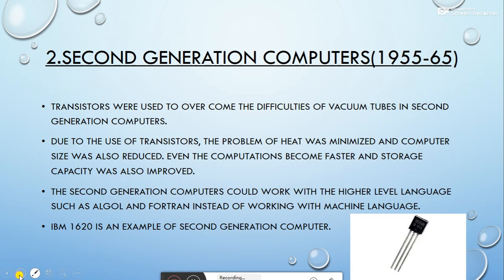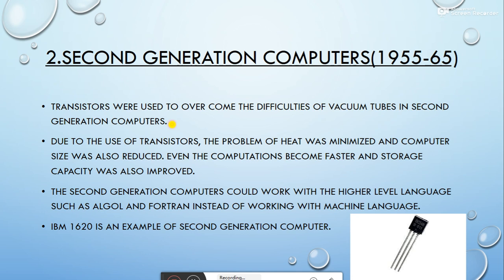Okay, so our next topic is second generation of computer, that is from 1955 to 65. In second generation of computer, transistors were introduced. Transistors were used to overcome the difficulties of vacuum tubes. As I have discussed in the previous slide, vacuum tubes were used in first generation of computer. Now in second generation of computer they have introduced the transistor.